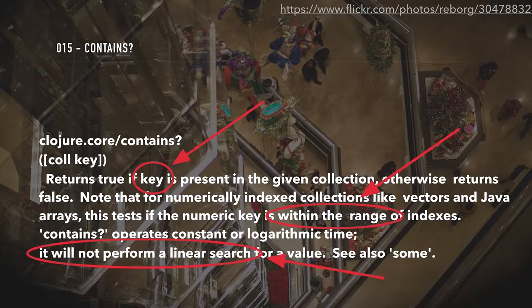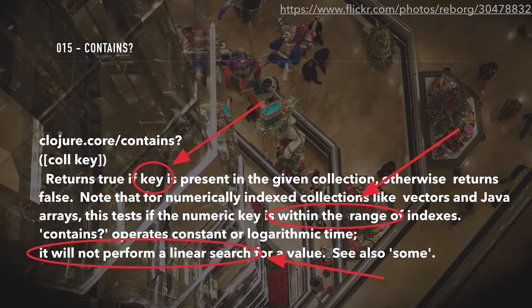So first of all, the definition of a key, because it depends on the kind of collection you're using contains on. And then if we move on in the explanation, you can see that if you have numerically indexed collections, like vectors, for example, or native arrays, we are using the key as one of the indexes in the vector to test if the index is present, and therefore if an element is present at that index.